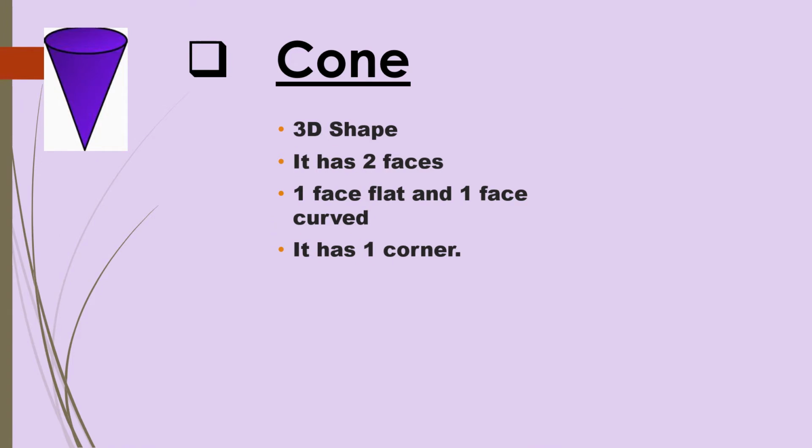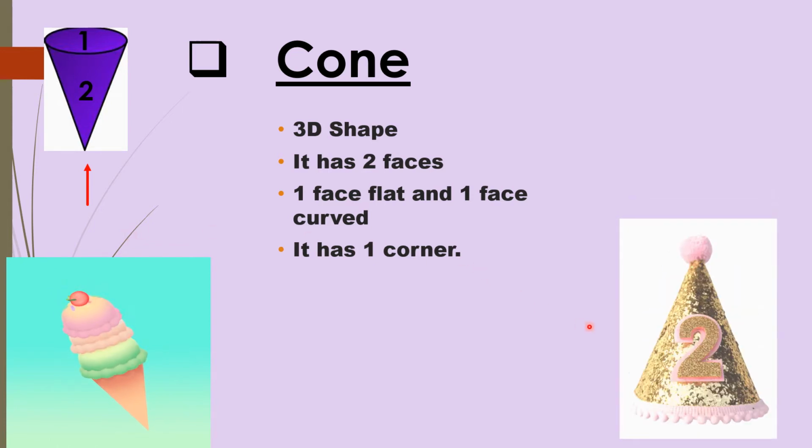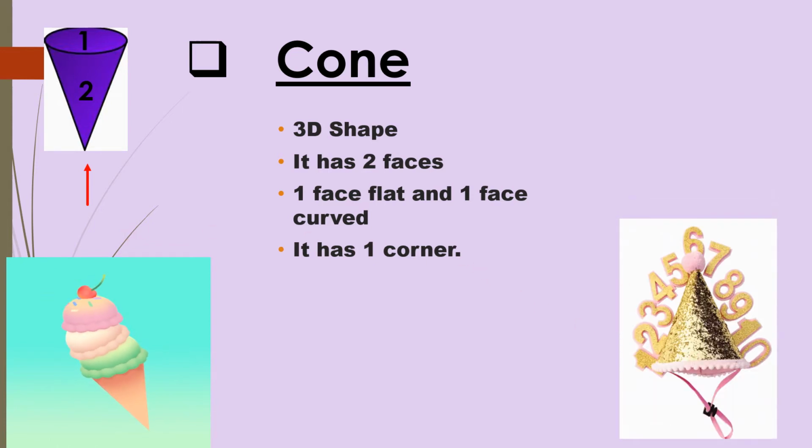Next shape is cone. It has two faces. Number one, flat face. Number two, curved face. And it has one corner. Here we have some examples like ice cream. Yes. Number two, your birthday cake.